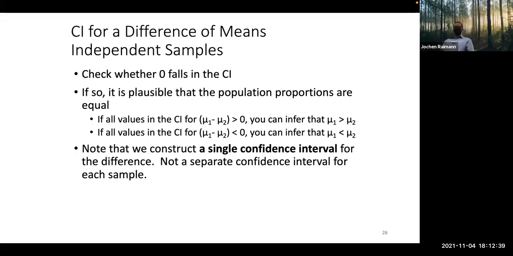CI for difference of means. Check whether the 0 falls into the CI. Again, the same principle as we have learned for the Z test. If the 95% confidence interval does not overlap 0, you have a significant difference from 0, so your null hypothesis is to be rejected. If all values of the CI, the upper bound and the lower bound, are greater than 0, you can infer that mu1 is greater than mu2. If it's shifted to the left, your mu1 is smaller than mu2.